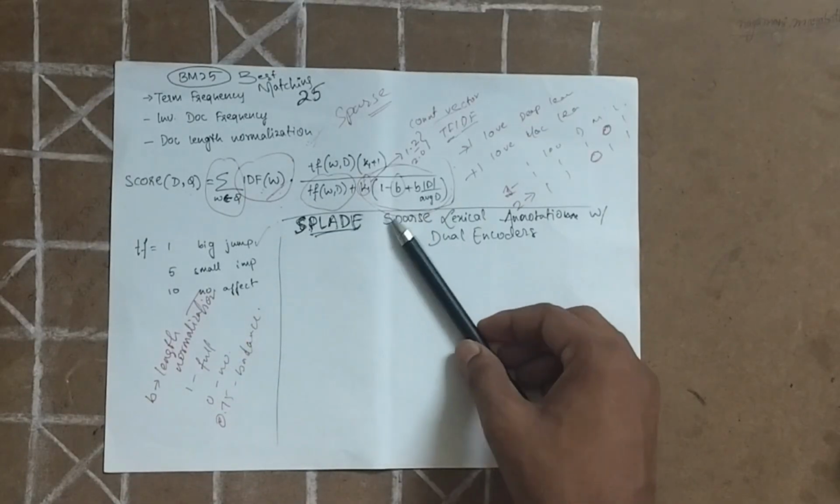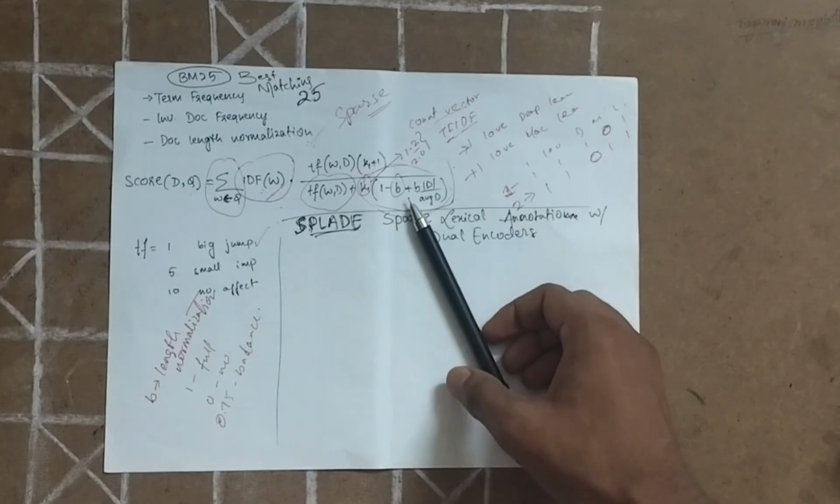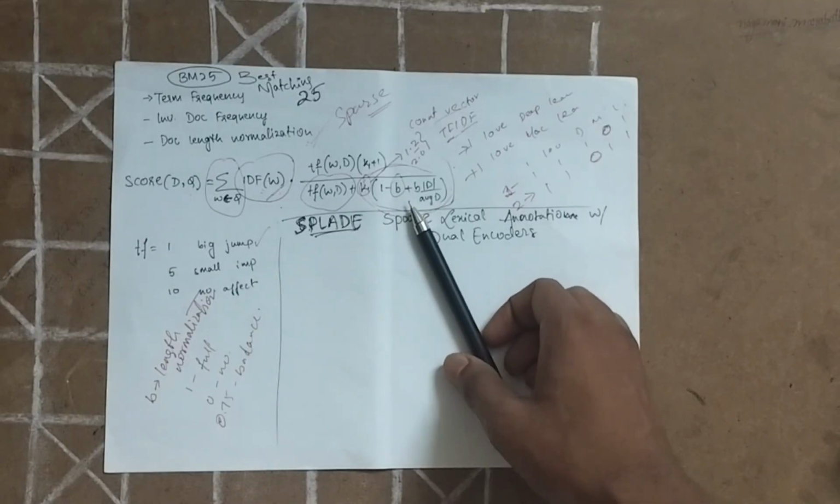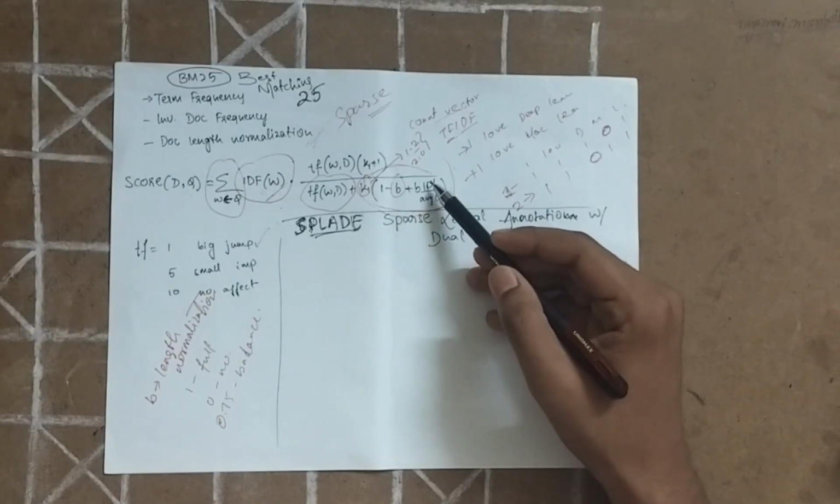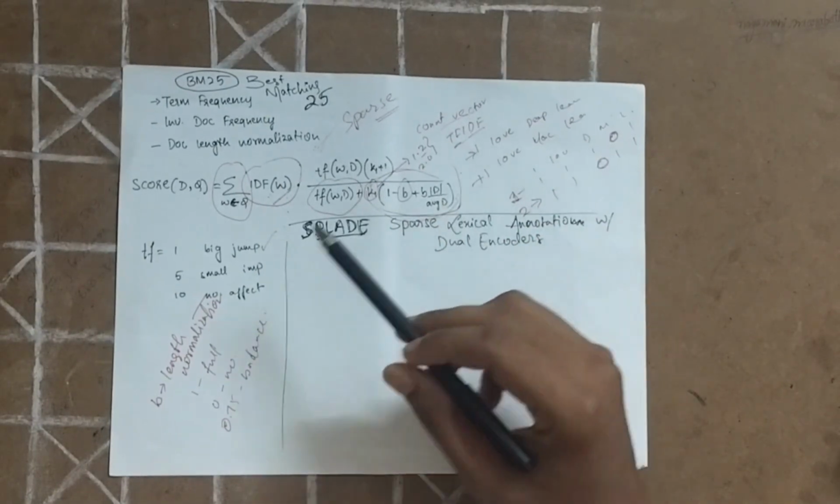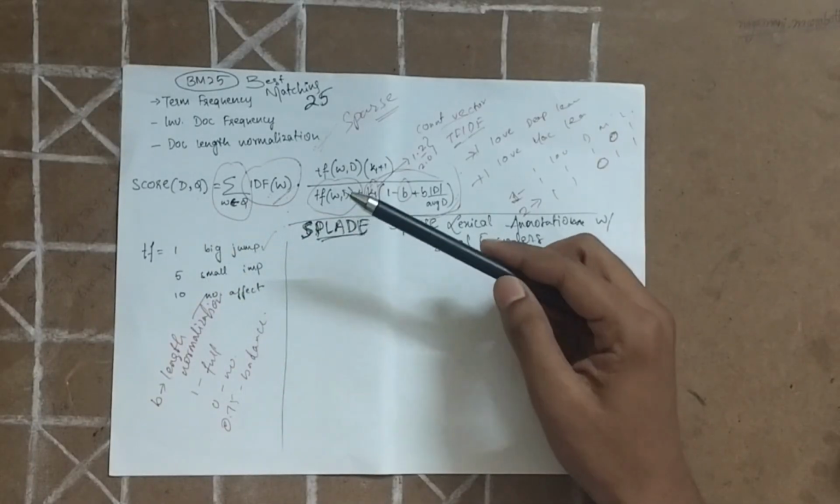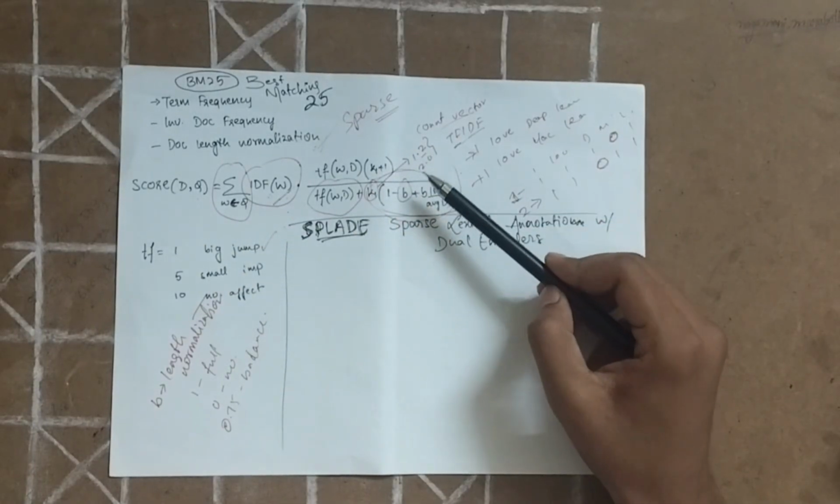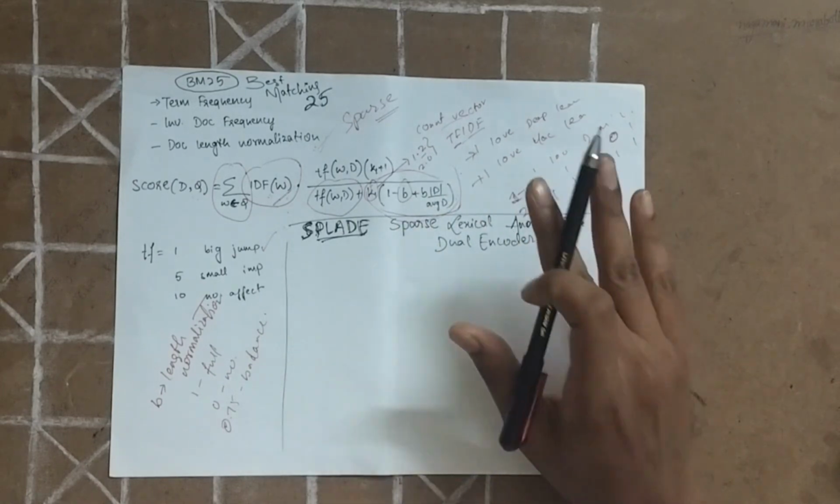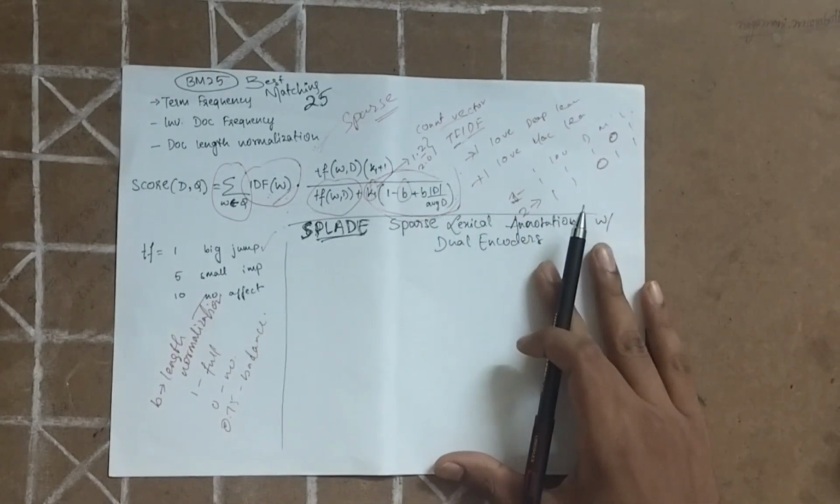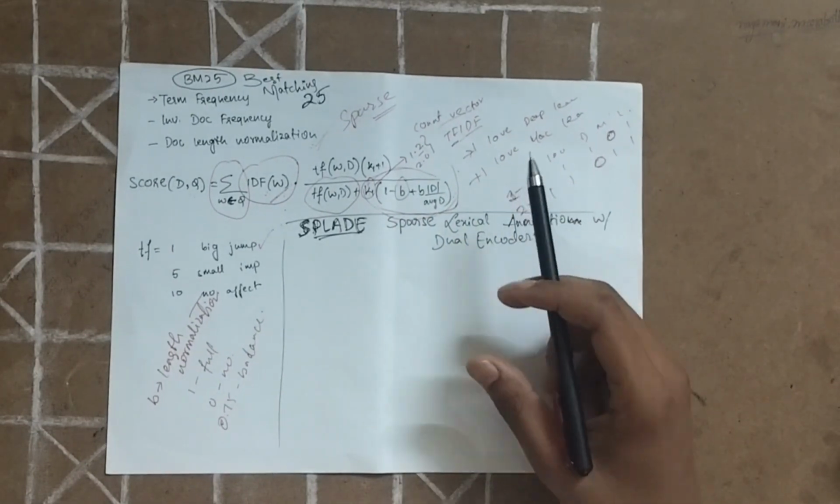And apart from that, we have this important component, which is document length normalization. If it is a long document, then the denominator here becomes very large and the score will get penalized. If it is a shorter document, the denominator becomes small and the score will be higher. So this will prevent the long documents from always ranking higher just because they contain more words.